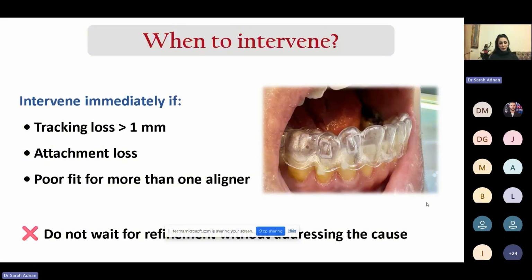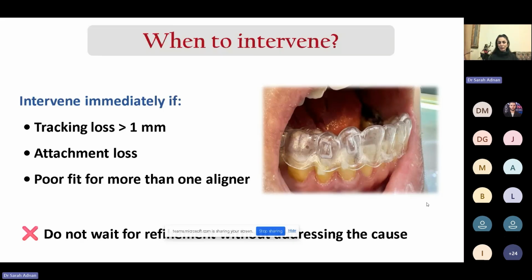If there is a poor fit of more than one aligner, that means there is an issue. You should address it, especially during the middle of treatment. That means that the error is in the patient or in your management of the case. So you should follow up, follow it carefully and correct the issue, whatever it is.